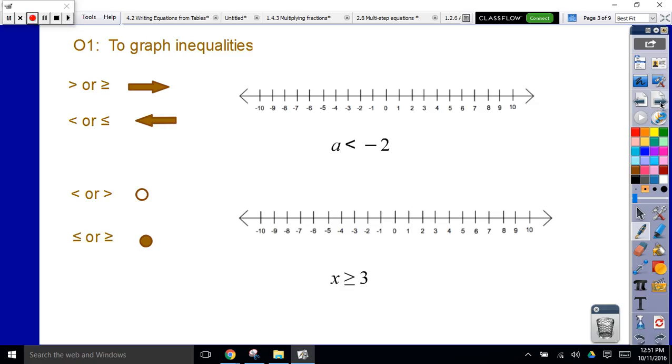When we graph inequalities, there's a few rules that we have to know. If we have a greater than sign or a greater than or equal to sign, so when we have this line underneath, that means it could be greater than a number or it could be equal to that number. So if we have any form of greater than, our arrow on the number line is going to go to the right because it's going to point to the larger numbers. If we have any type of less than sign, less than or equal to, our arrow is going to point to the left where the lower numbers are.